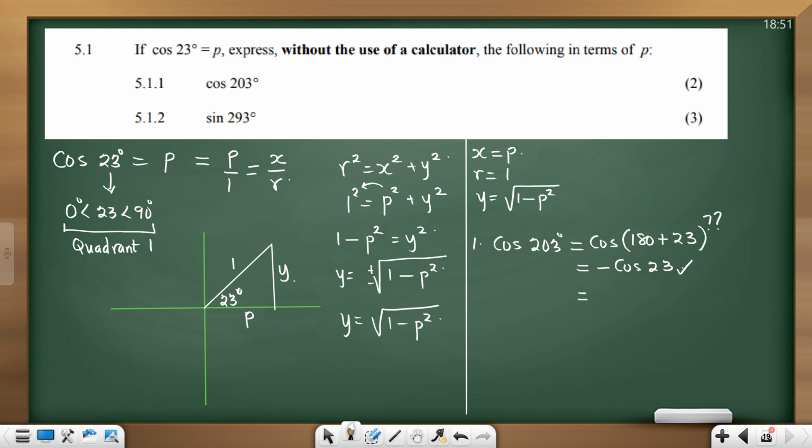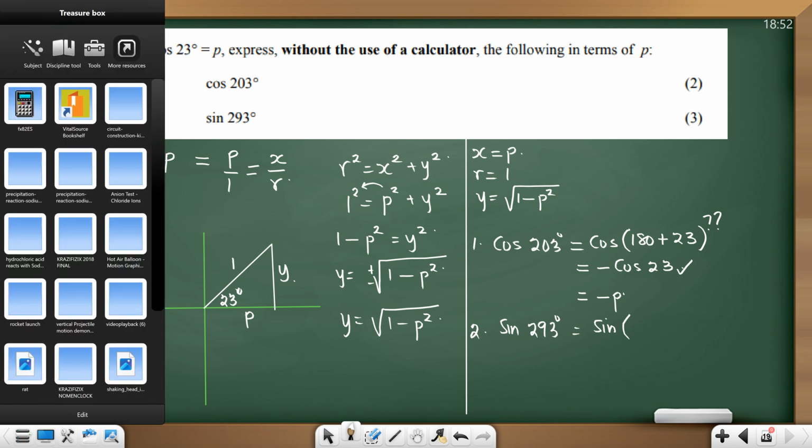So, what is there for my answer? Negative. What is cos 23? Oh, cos 23 is P already. Negative P. Number 2, sine 293. Again, I'm going to use the old school method.